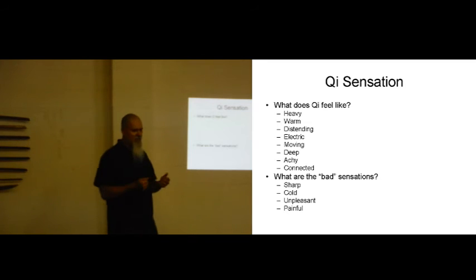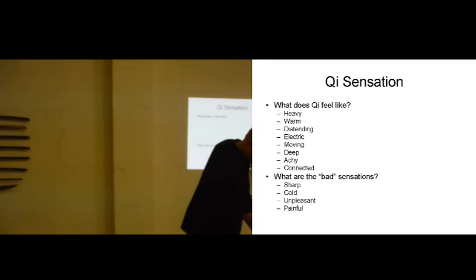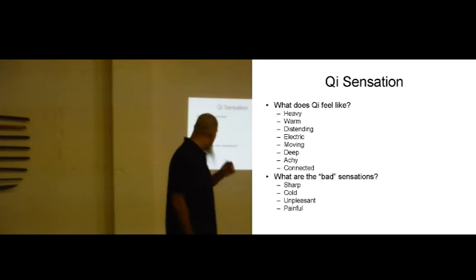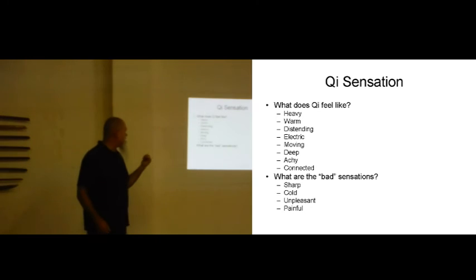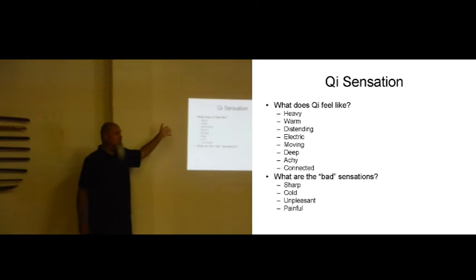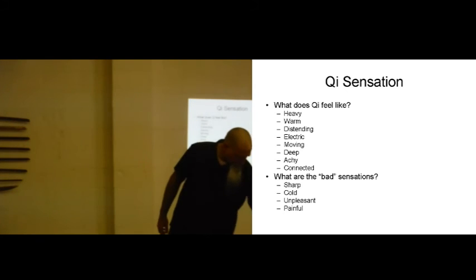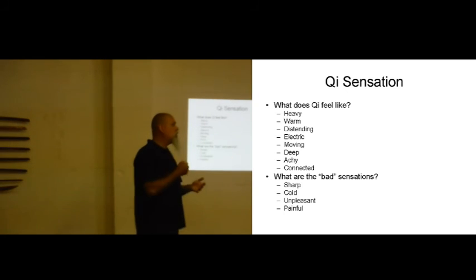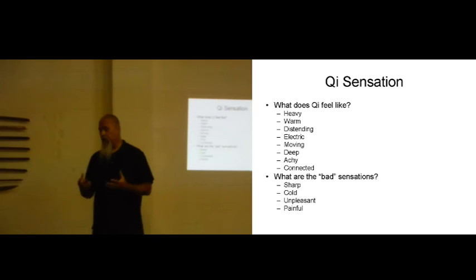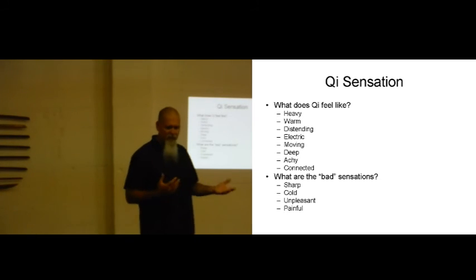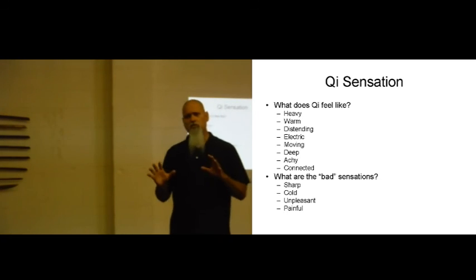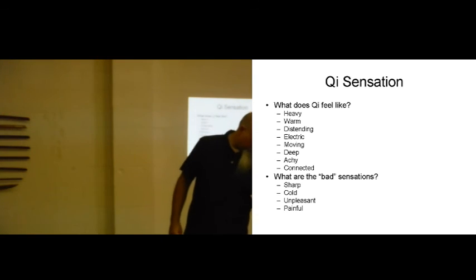Something heavy, achy, that's kind of a really ideal. So heavy, warm, distending, electric, moving, deep, achy, or connected, those are very commonly what people describe. That's desirable. That's what you want to experience. Sharp, cold, something unpleasant, painful, sharp pain, these are what you don't want to experience.